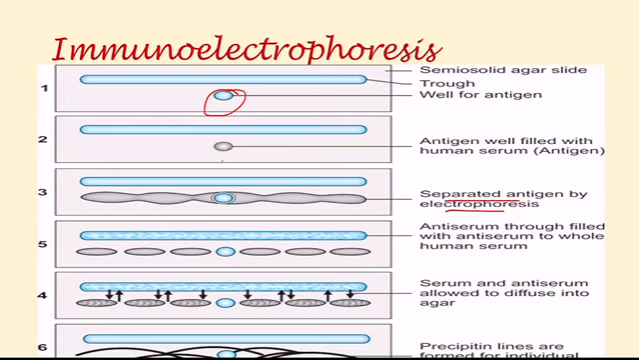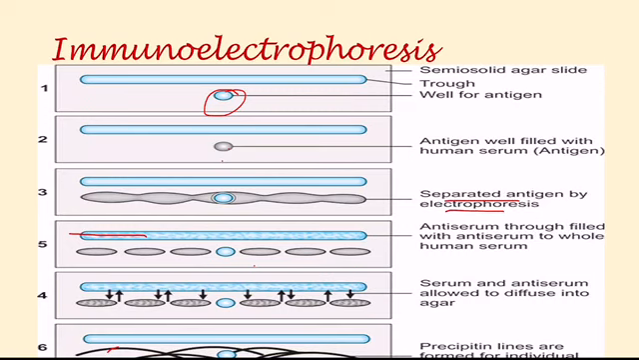Following the antigenic separation under the electric field, a trough is cut. This is a single line, this is a trough. A trough is cut into the agar and it is filled with the antibody. Now the diffusion is allowed to occur as the antibody and the antigen diffuse toward each other and they form a series of precipitin lines. These lines are the lines of precipitation.